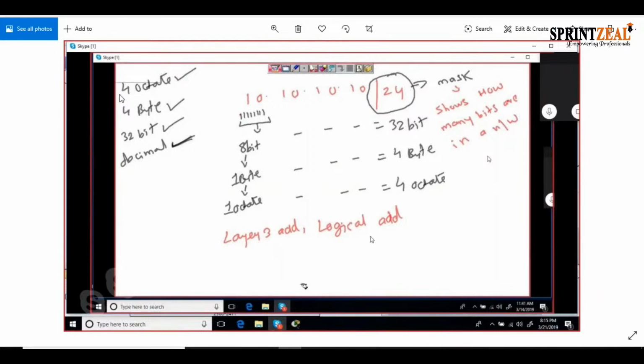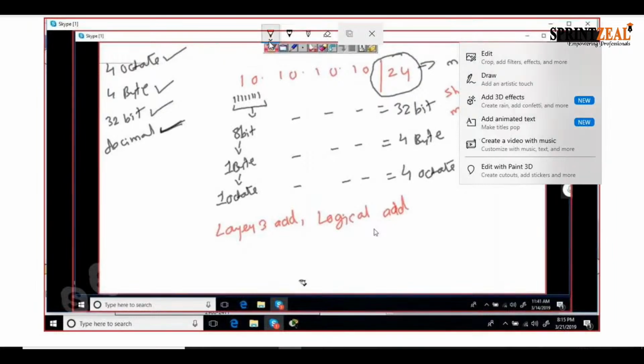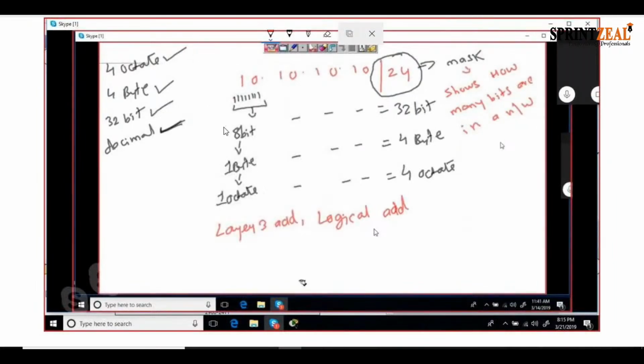An IP address is a 4 octet, 4 byte, 32 bit decimal address, right? So in IPv4, one field size is 8 bit and in total there are 4 fields. If one field is 8 bit, then how much for 4? 32 bit, right? So the total size of IPv4 is 32 bit, because one field is 8 bit, so 4 fields are 32 bit.